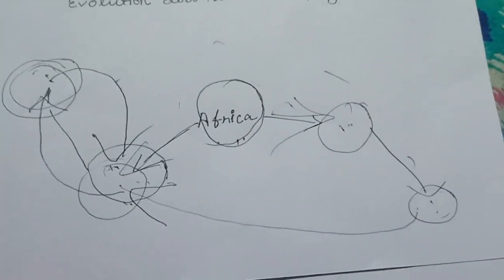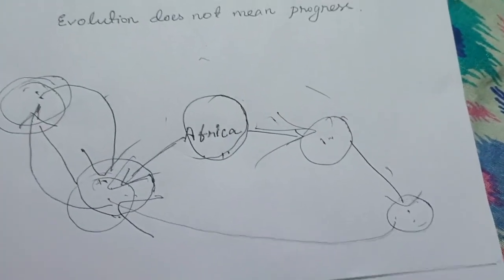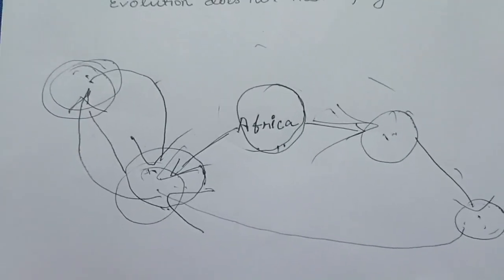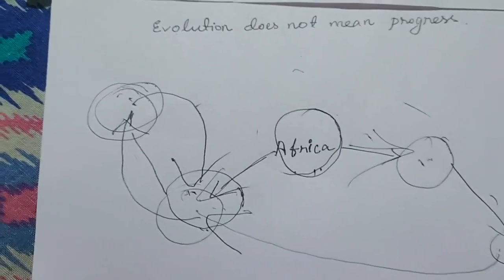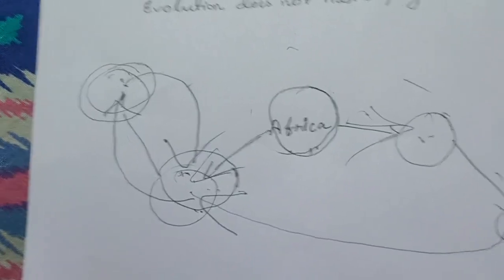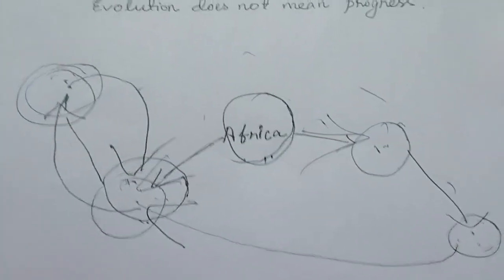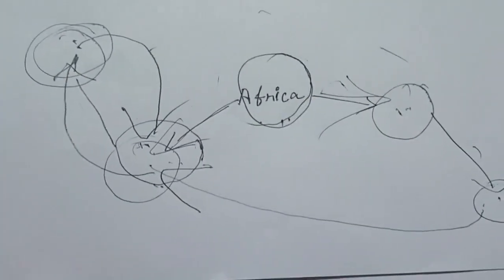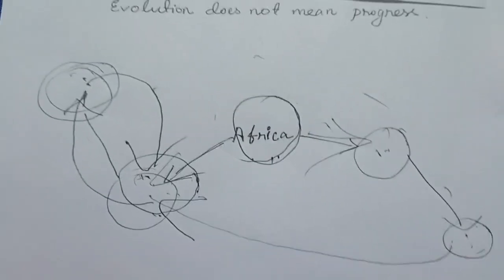Okay, so even if we see white skin, black skin, brown skin, that does not mean they are of different species. Humans are of the same species. We call it Homo sapiens.